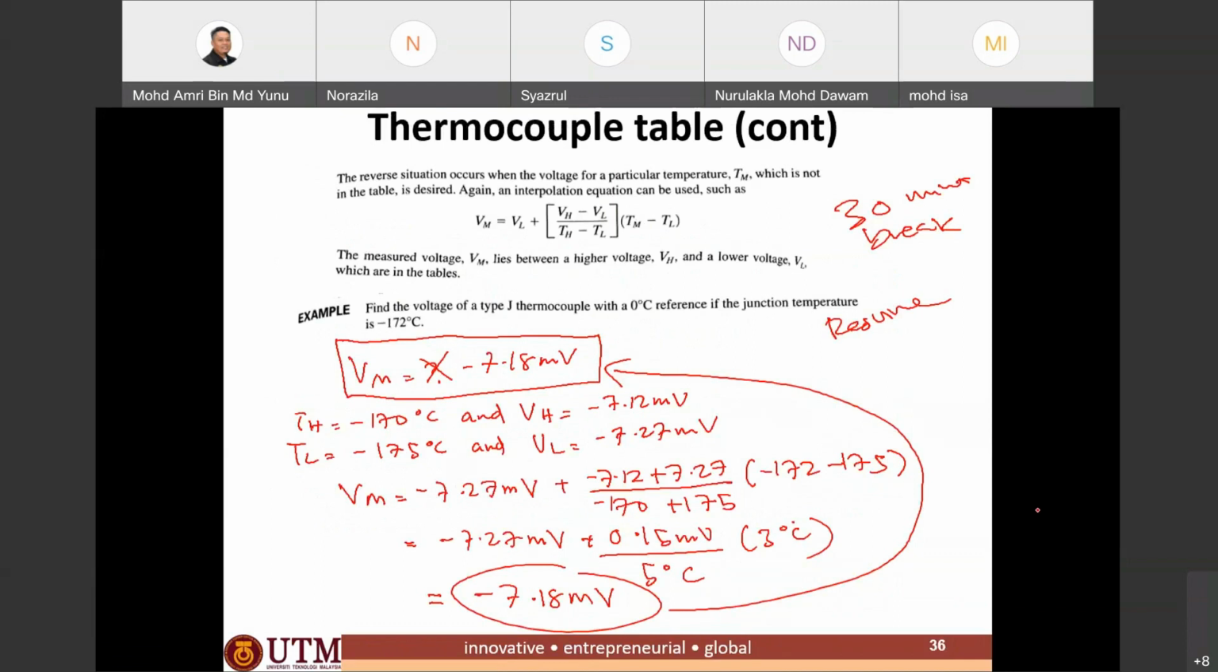Doctor, what if the reference junction is not zero? Yes, this example later. Sorry. It's okay. We're going to cover that later. No problem. So we take a 30-minute break. We'll resume. What's my time? 10:50 at 11:20. Okay, thank you.